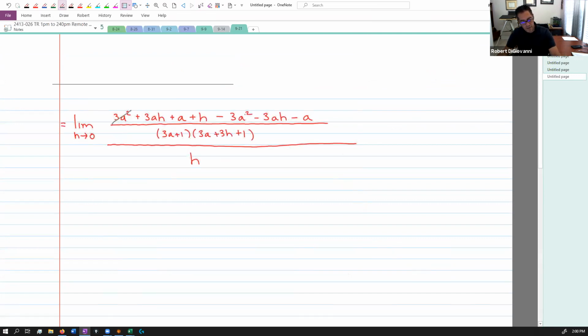Three a squared minus 3a squared, gone. 3ah minus 3ah, gone. A minus a, gone. The only thing left on top is h, right? All we have is an h. And now that h will reduce out, that becomes a 1, that becomes a 1, so it's basically gone. So all we have left is, it's still ugly as can be, but we don't have division by 0 anymore.